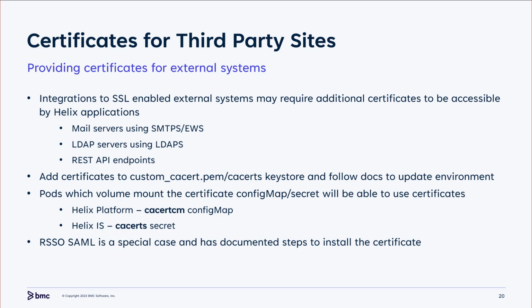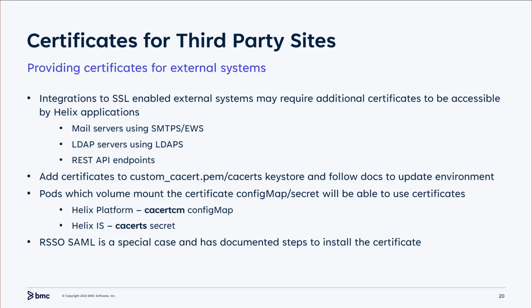If you have integrations or applications running within your system that need to access external third-party sites that use encryption, there are going to be different methods for adding those certificates depending on what exactly the use case is. For the Helix platform side, it's generally just that you need to add it to the custom CA cert.pem. So ideally you would know this before you start deployment. So any certificates that you need, you can add in and they're there from day one.